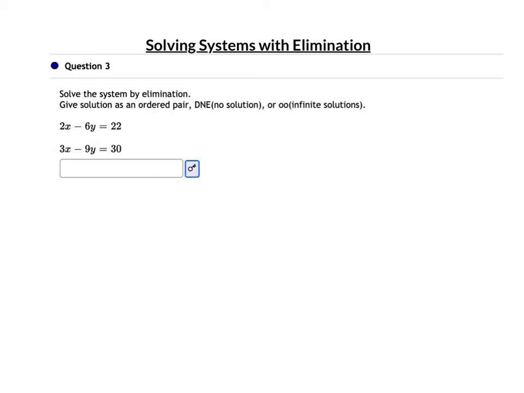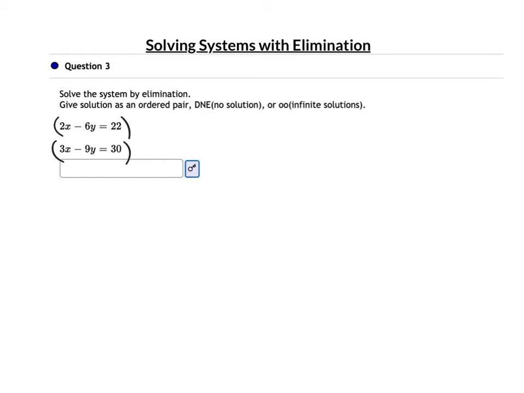On question 3, I'm going to have to manipulate both equations. So 2 and 3, the common multiple is 6. They both divide evenly into 6. 6 and 9, well, you might jump to 54, but there's a smaller one. They both divide evenly into 18. So let's go ahead and do the 2 and the 3.